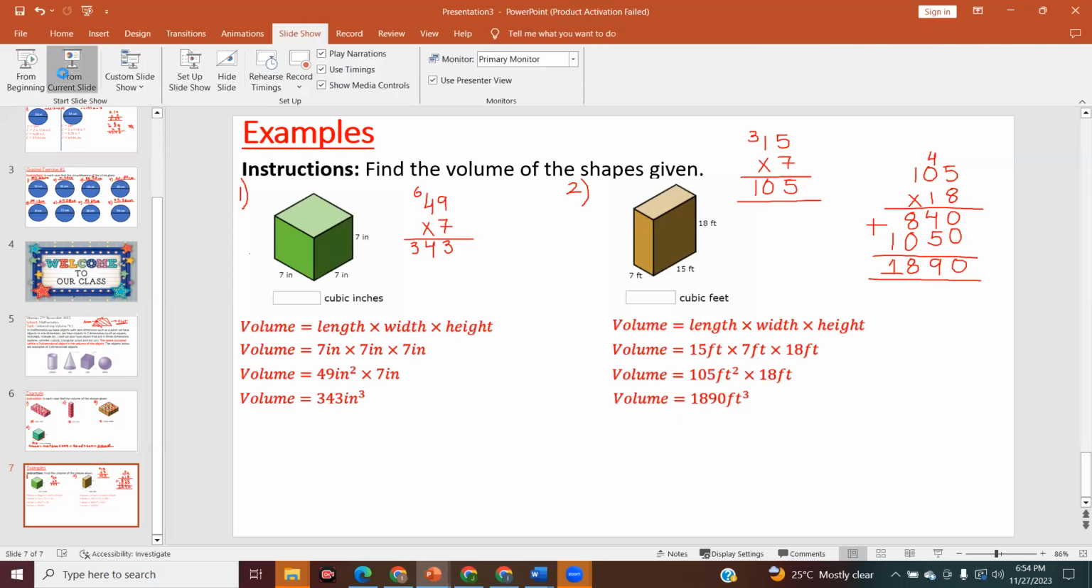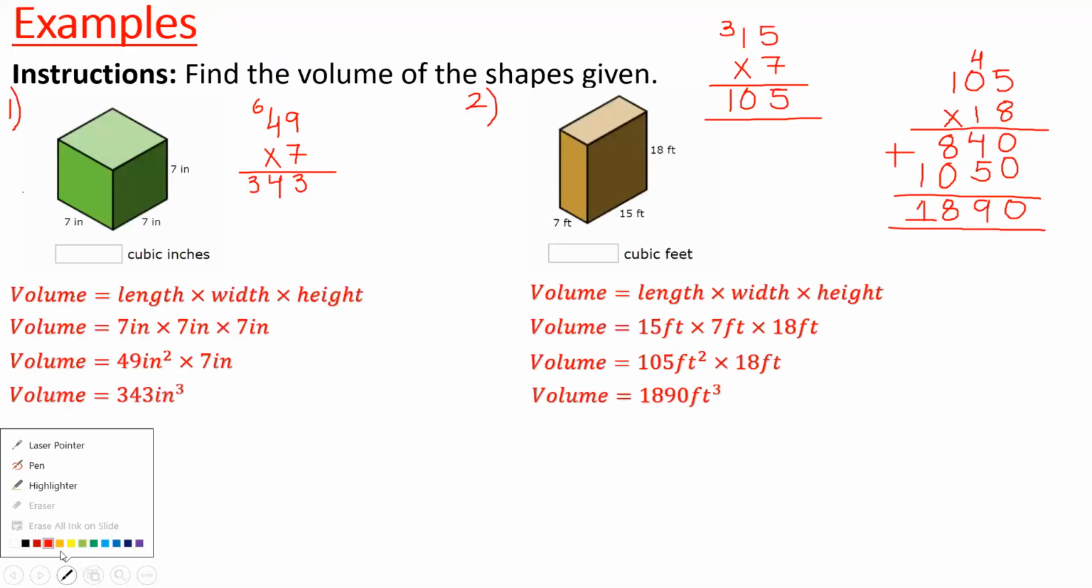All right, so for the first one, we know that our answer was 343 cubic inches. For the second one, we know our answer was 1,890 cubic feet.